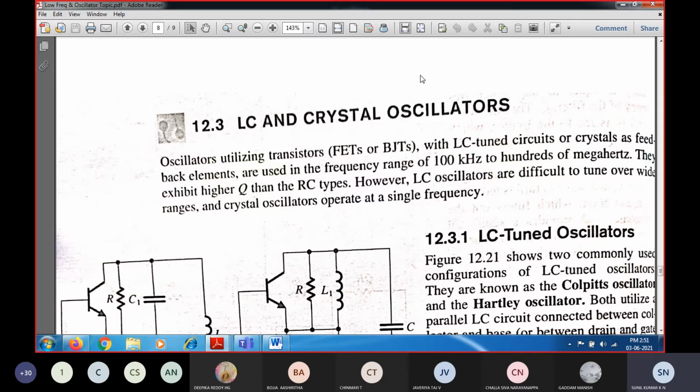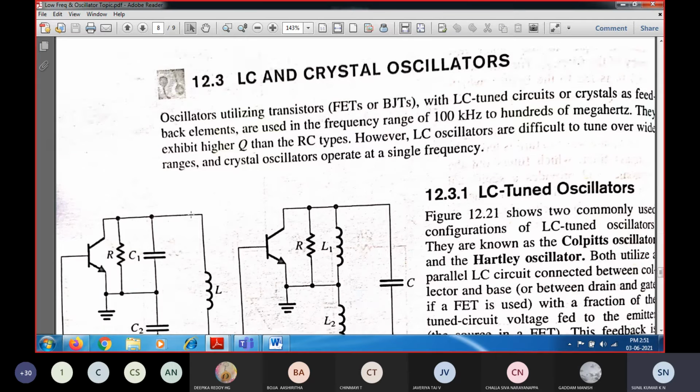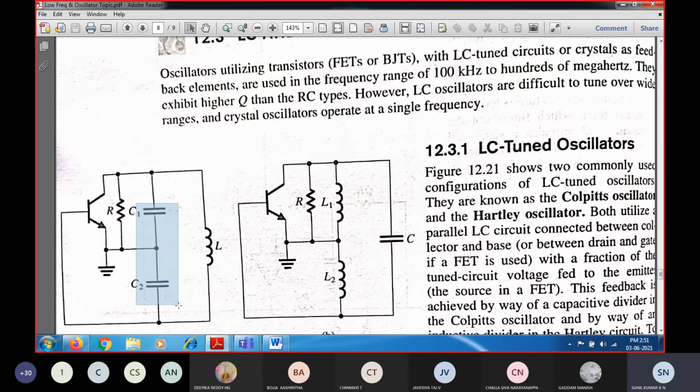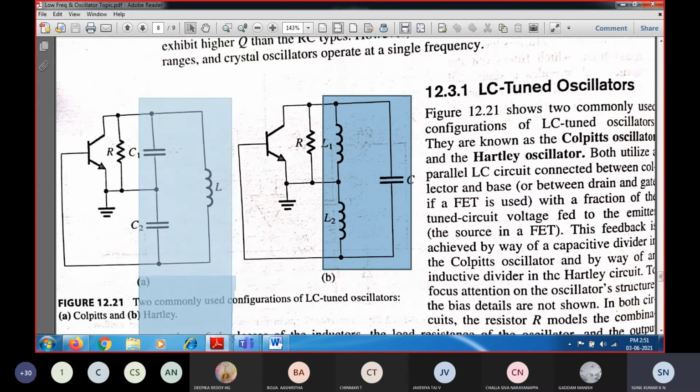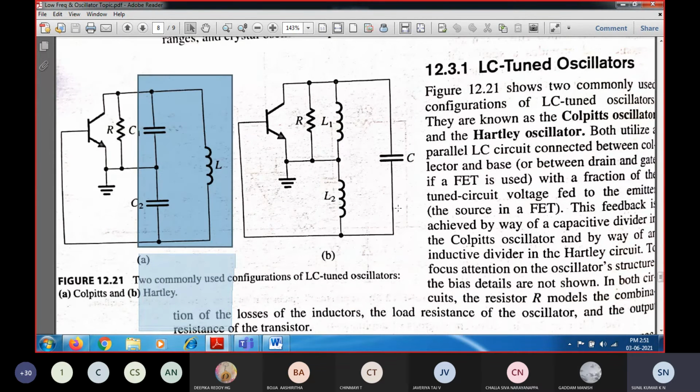Because you are going to have the feedback network comprising a capacitor and inductor. You can see in both of the circuits, you have either capacitor or inductor in feedback. This entire thing is going to act as a feedback network for both circuits. So if in the feedback network you have L and C, then you are going to call it a tank circuit.